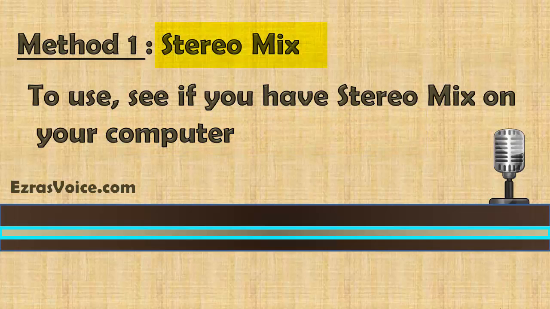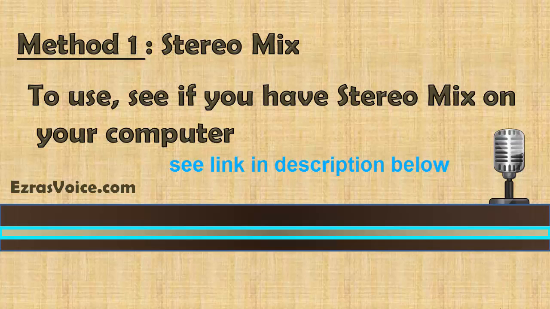Method one, stereo mix. To successfully use method one, your computer needs to have certain settings. If it does not have the settings needed, move on to try method two. To go immediately to the instructions, you can follow the link in the video description below. But before doing so, here's one quick shortcut for you to see if your computer is capable of using this method. See if you can change your Windows sound setting to stereo mix.